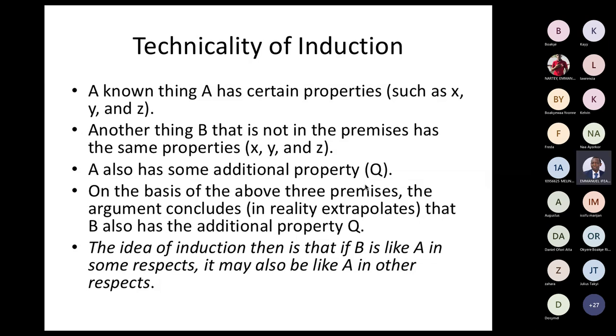A deductive argument will tell you that, yes, B would have Q. But we are not sure. That's why we call it an inductive argument. That's why we say an inductive argument is really an extrapolation. It's not a certain argument. It is not telling you that B has Q because it is sure. So that's why we say that inductive arguments are strictly not valid arguments. They are extrapolations, and the relationship between the premises and the conclusion is not always logical.